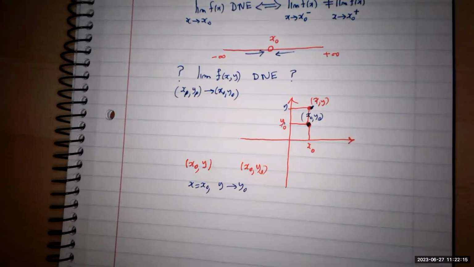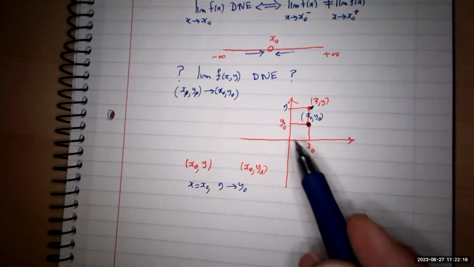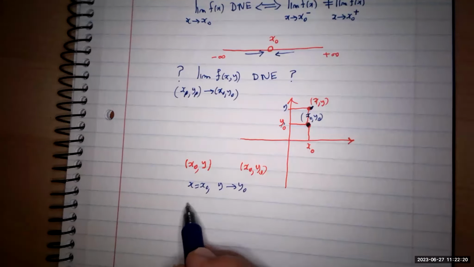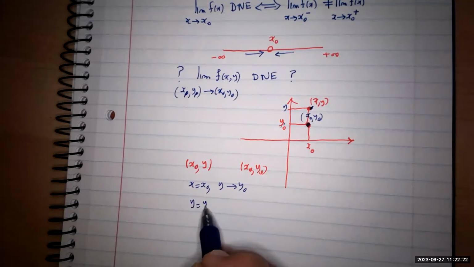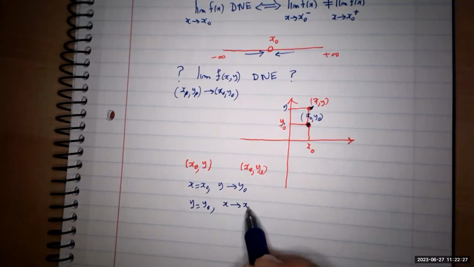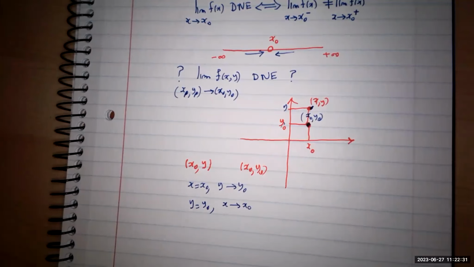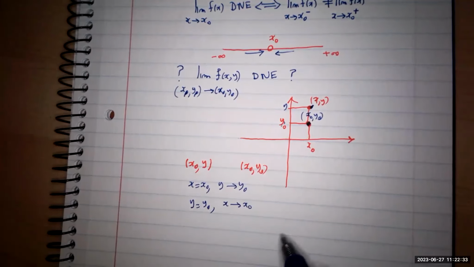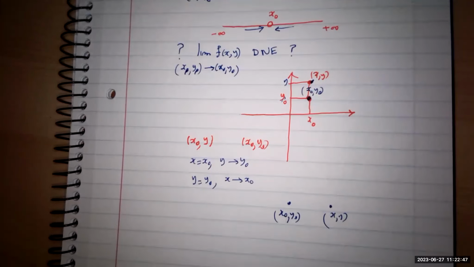I can find the limits. Then I can change the direction to the other side. The other direction is I can keep y equal to y0, fix it, and then change x so that x goes to x0. So there are different directions that I can go from one point to the other point. You see, this is one point that I have, x0, y0, and I can come to this point from this direction, and this is another one. So there are different ways that I can go from one point to the other one.